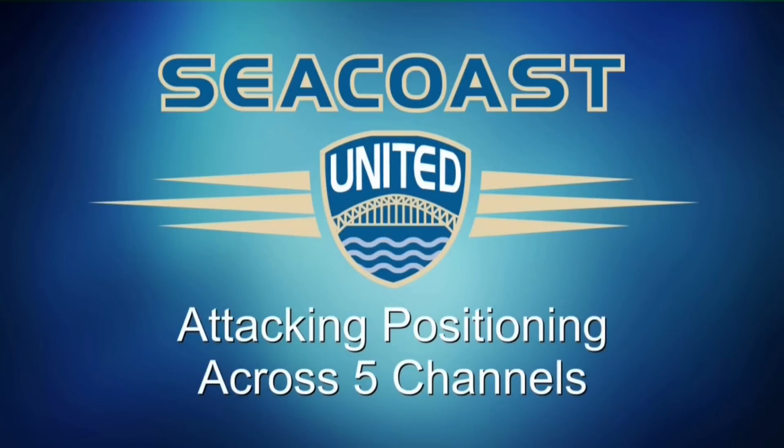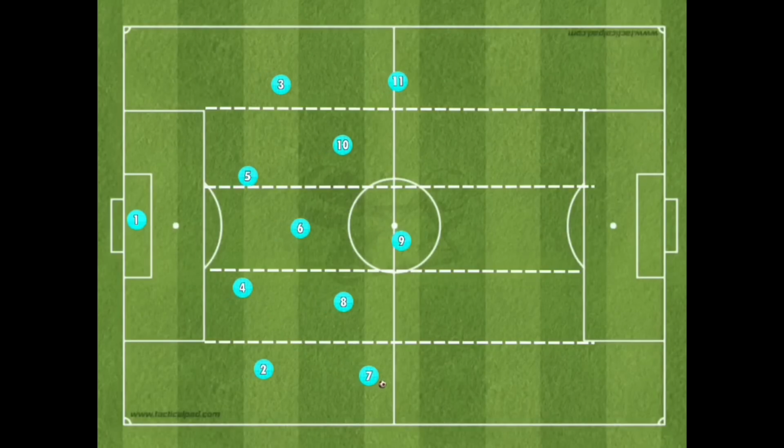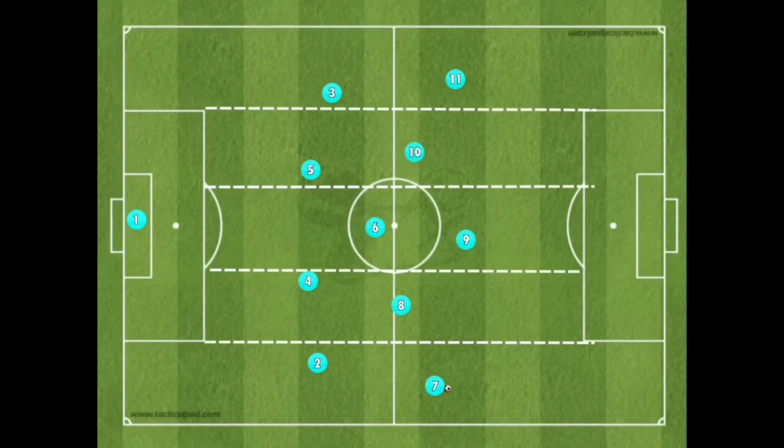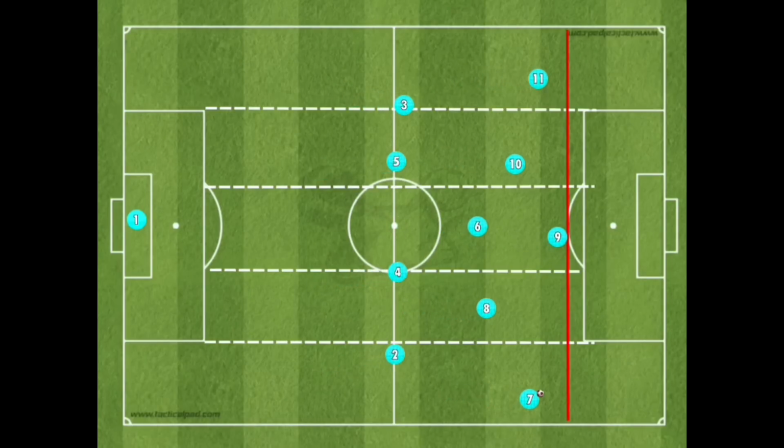The next mechanism we're going to look at here in attack and transition is that of keeping our positioning across all 5 channels as we break forward to goal. So in this example here we'll see the ball being played to our winger on the right hand side, who advances forward staying in the wing. Now the central players and the weak side winger maintain their positions until they reach the final third.